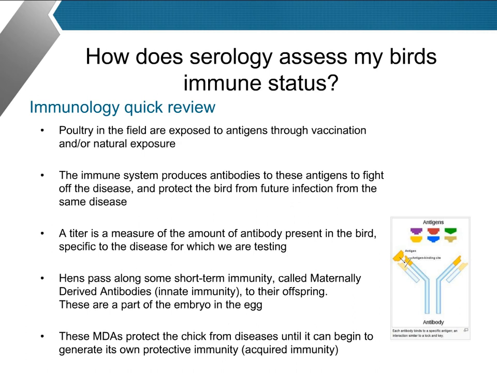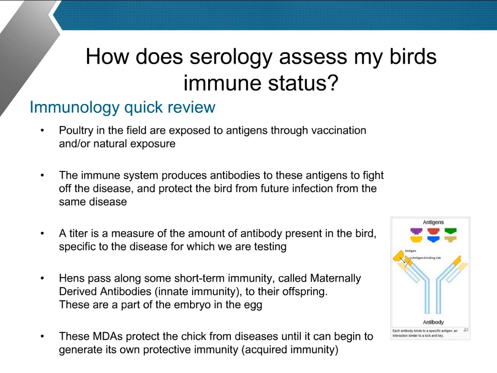Poultry are in the field exposed to antigens through vaccination and natural exposure, and the immune system produces antibodies, which are shown here as the Y-shaped structure, to these antigens, which are shown here as the colored structures. This helps to fight off the disease, and it also protects the bird from getting the same infection in the future. A titer is the amount of antibody present in the bird for the disease which we are testing specifically.